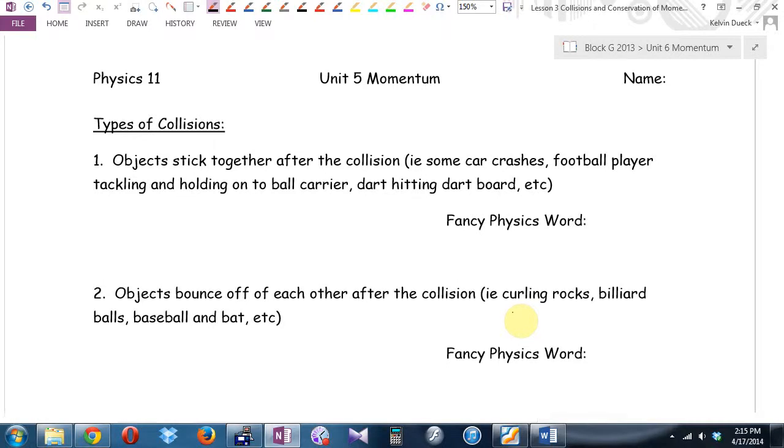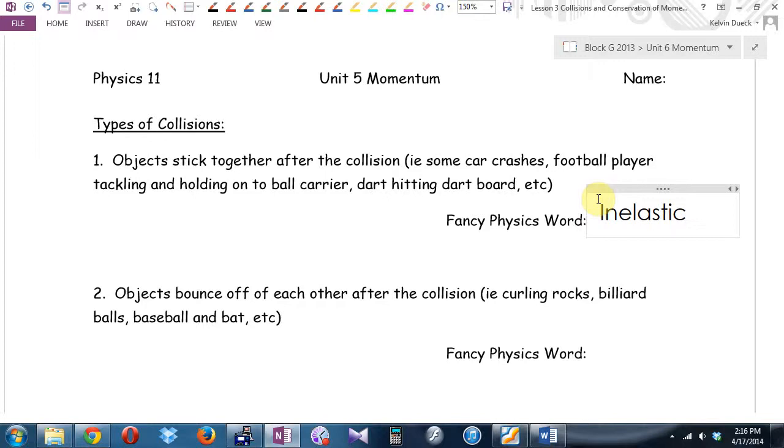There are two main types of collisions where objects stick together. Some car crashes. When a football player tackles and holds on to the ball carrier. A dart hitting a dartboard. Person catching a ball or a projectile. The fancy physics word for that is inelastic. In an inelastic collision, objects stick together. And I'll tell you a way to remember that in just a second.